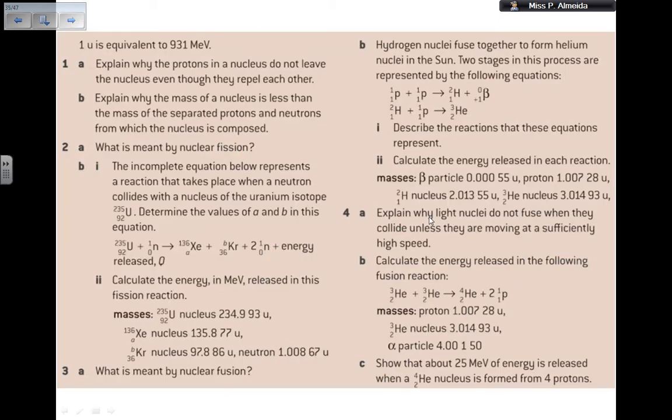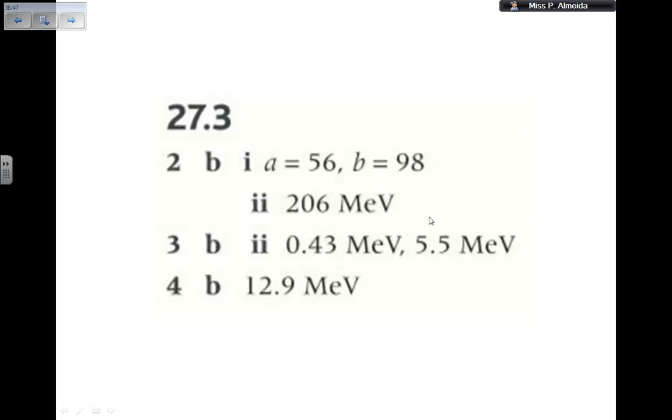These exercises are not mine, in case you want to pause the video and do them. And then if you want to know the right answers for the exercises, here they are, okay?